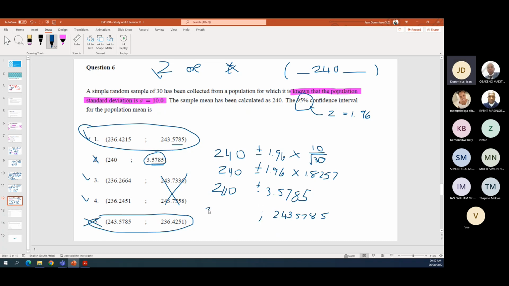Let's just subtract. So we get 236.4215. Okay, so there is the answer to this one. So again, first identify T or Z, then we can work with the confidence interval. We know it's 95%, so we can say 1.96, and then we just follow and work through.